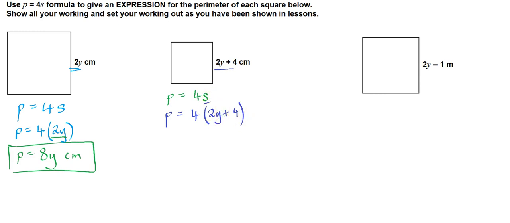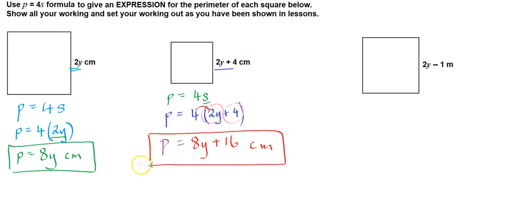Okay, so let's check it out. We go perimeter equals 4, and we have to multiply 4 by each of the terms inside. So there's one term, there's another term. So 4 times 2y gives us 8y, and 4 times plus 4 is plus 16. It is centimeters, and that is the final expression for the perimeter.